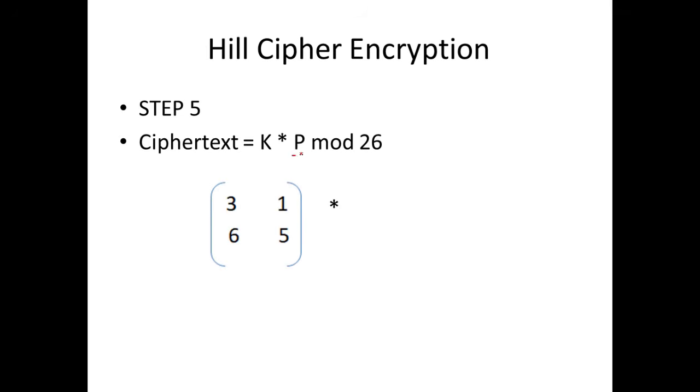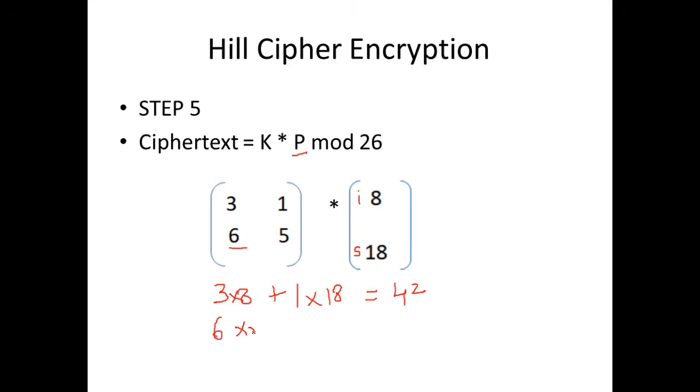Now we take the key. Let's go to P3, that is 8 and 18. So this corresponds to I and S in the plain text. And let's do a multiplication again. That is 3 into 8 plus 1 into 18. So the value that we are going to get here is 42. Likewise, you take 6 into 8 plus 5 into 18. So the value we are going to get here is 138.